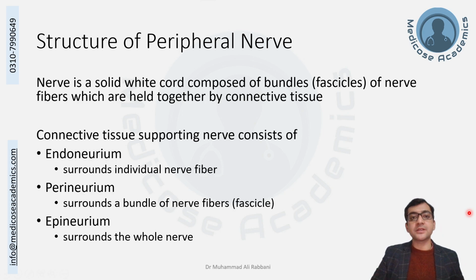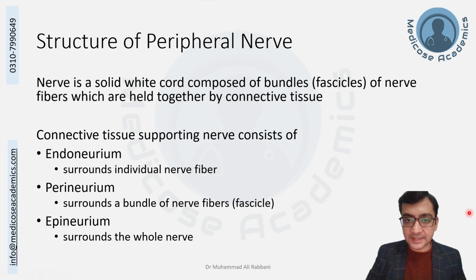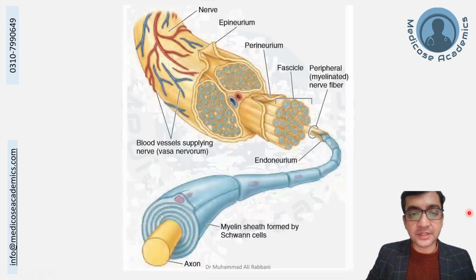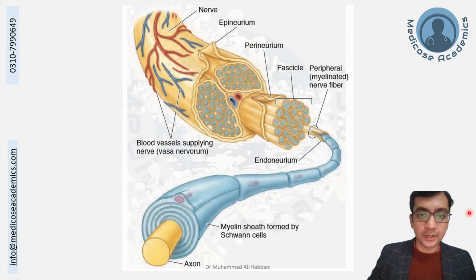The same formula applies to the nerve. Each single axon plus its Schwann cell is surrounded by endoneurium. A bundle of axons is surrounded by perineurium. That bundle is also known as a fascicle, and the whole nerve is surrounded by epineurium. So it is shown in this picture here. This one axon surrounded by a Schwann cell, this setup is surrounded by a connective tissue layer that is called endoneurium.